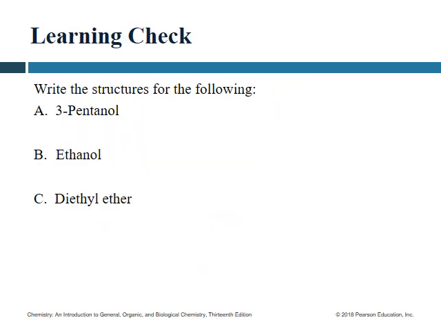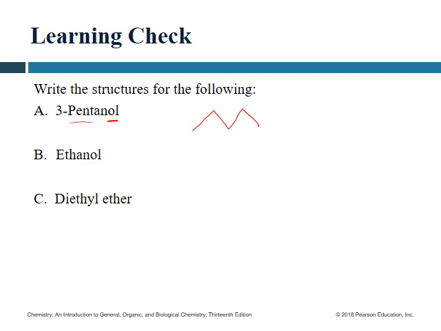Okay, let's see if we can go from naming to the formula. Write down the structures for the following compounds. The first one is 3-pentanol. Again, when naming, always start from the far right. This is telling me this is an ol, which means it's an alcohol. How many carbons? 5 carbons, pentane. So this is 1, 2, 3, 4, 5 carbons. It is telling me the third carbon has the alcohol.